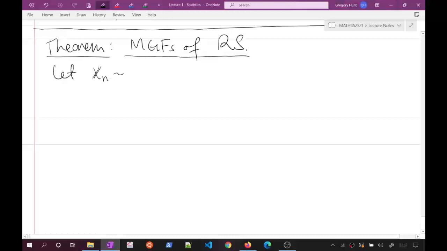Again, most of our theorems are going to start this way. We have a random sample, so we have some data. It's independent, identically distributed from some distribution F. If this is true, we could ask, for example, what is the MGF of X bar?